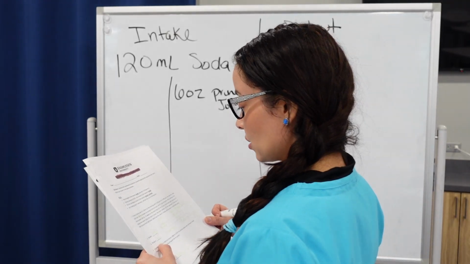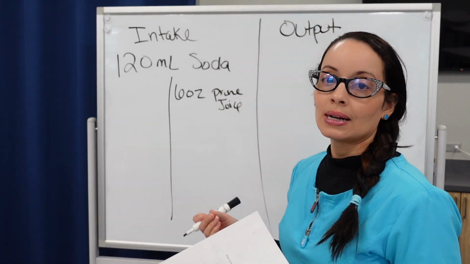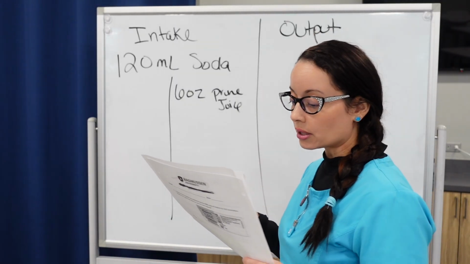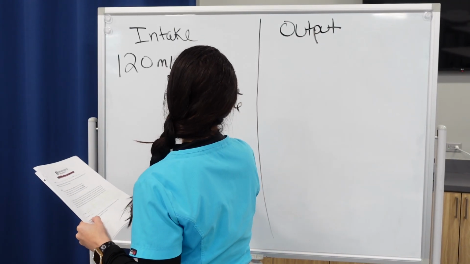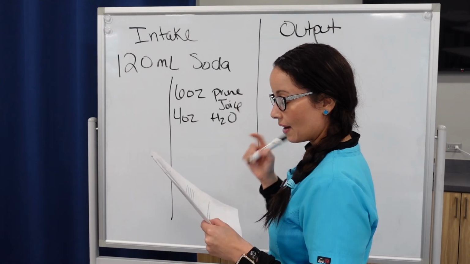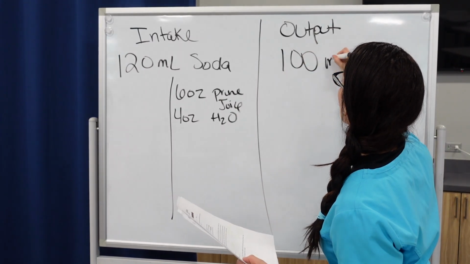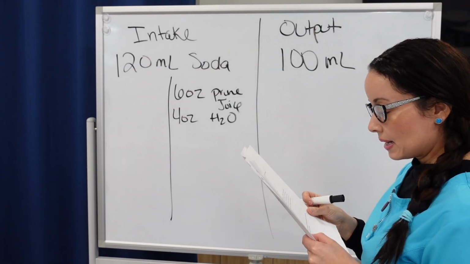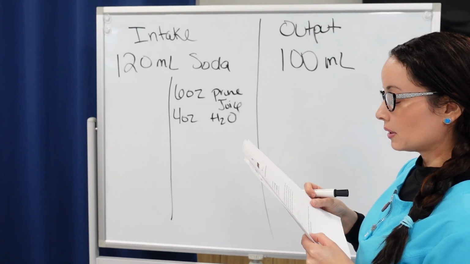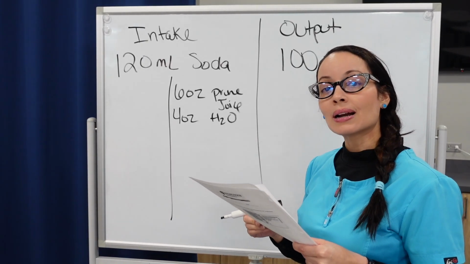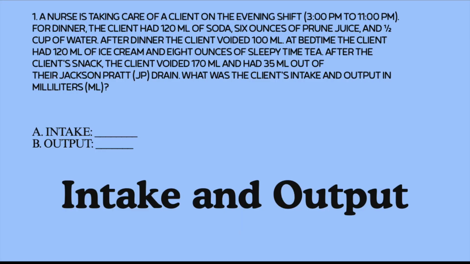So 6 ounces of prune juice, half a cup of water. 8 ounces is 1 cup of water, so half a cup of water would be 4 ounces. So 4 ounces water. After dinner, the client voided 100 milliliters. At bedtime, the client had 120 milliliters of ice cream. Intake is anything that is liquid at room temperature.